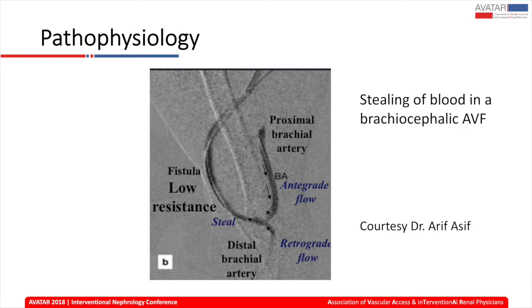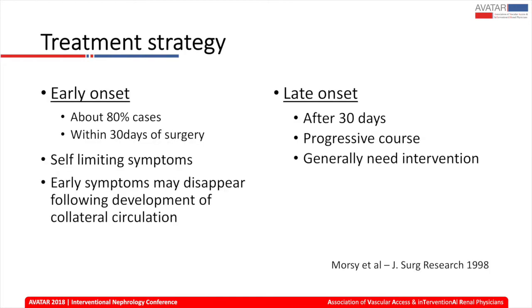The pathophysiology again here. So this is a brachiocephalic fistula. The brachial artery pumps into a low resistance cephalic vein, and so most of the blood gets stolen into the AV fistula circuit rather than distally, leading to ischemia. So here the problem is mainly because of a larger anastomosis and high flow through the access.